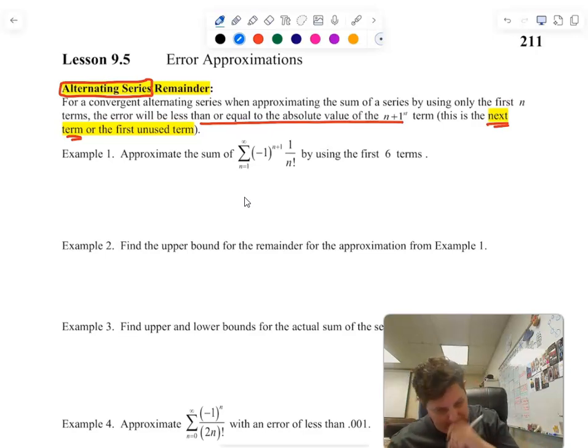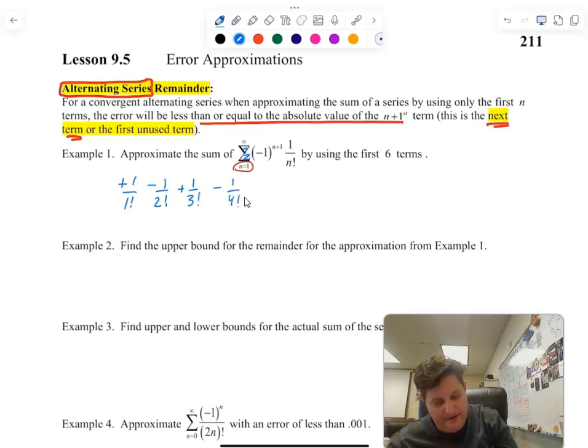All right, let me write 6 terms of this here. Okay, so remember you start by plugging in 1. Now if I plug in 1, it's going to be -1 to the 1 plus 1. So -1 to the 2 is positive 1 over 1 factorial. Then I'm going to plug in 2. That's going to be -1 over 2 factorial. 3 is -1 to the 4th, so it's going to be positive 1 over 3 factorial. Now that I see the pattern, I can just go ahead and keep going. -1 over 4 factorial, positive 1 over 5 factorial, and 6 terms, -1 over 6 factorial.